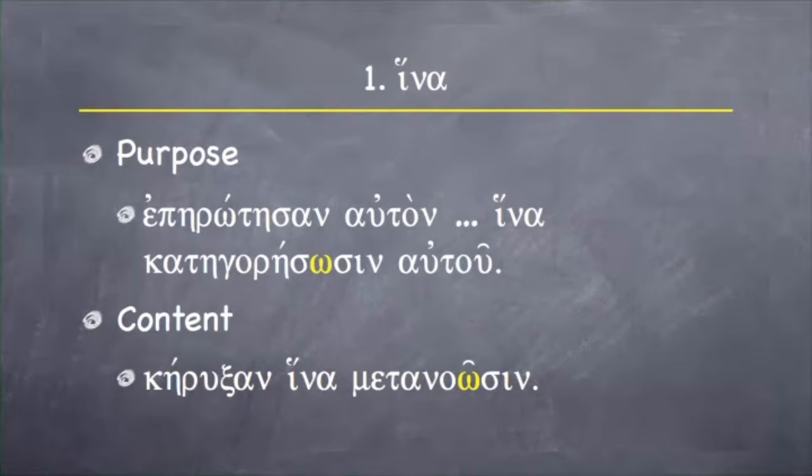So that, or in order that, there's that hina: start looking for a subjunctive. And I don't think you even know what the next verb is, but you can see it's a subjunctive, can't you? Because of that omega between the two sigmas. Yeah, they asked him these questions so that they could accuse him, in order that they might accuse him.